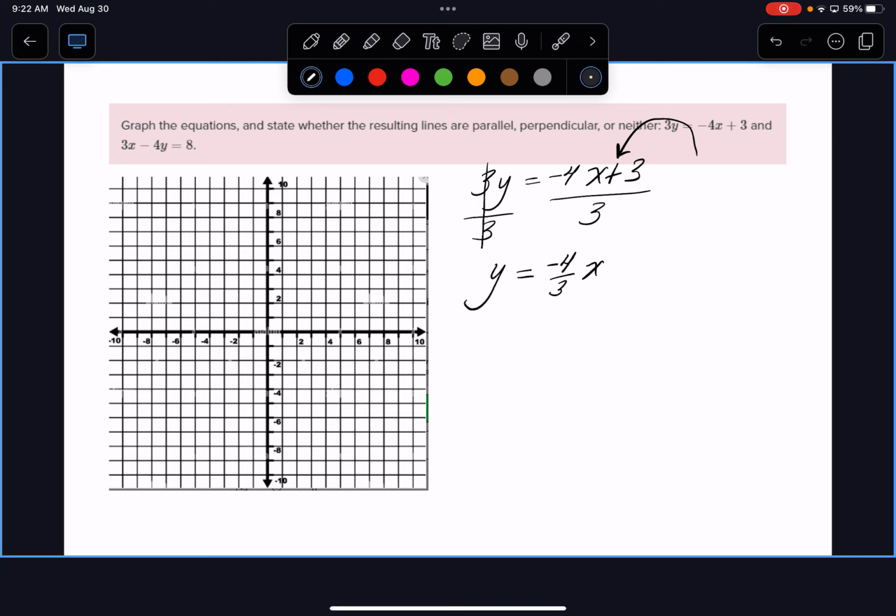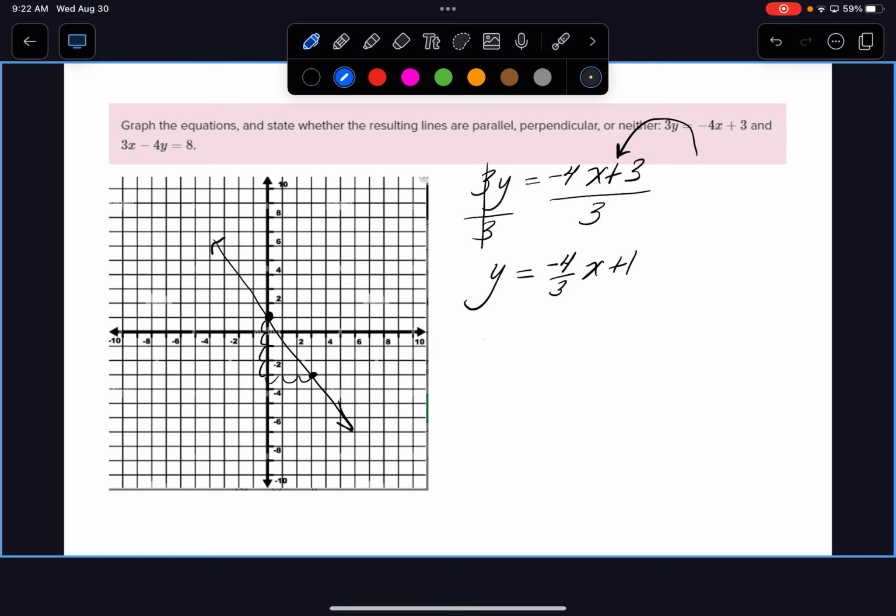And then what's 3 divided by 3? This is my first line. So I can graph that by going up 1, and then I fall 1, 2, 3, 4. Right, 1, 2, 3. I'm just going to do those 2 points and draw a rough sketch here. Let's do the other one.